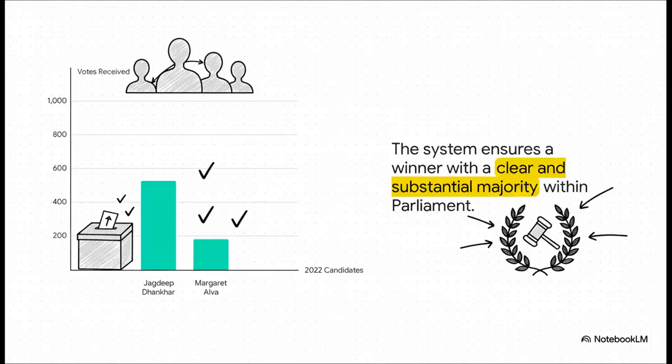And here's what that process looks like in the real world. The election uses a system of proportional representation. And as you can see from the 2022 results, it's designed to give us a winner with a really clear, solid majority, showing they have broad support from within Parliament.